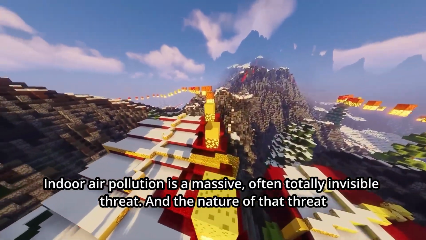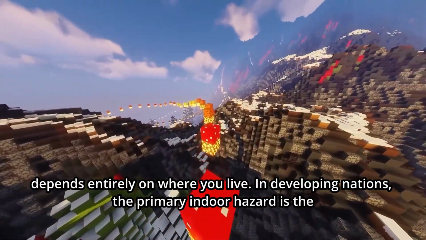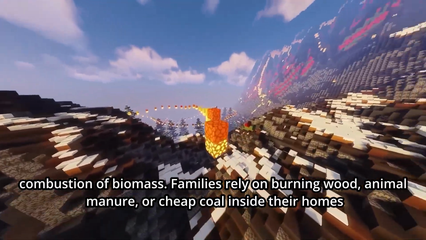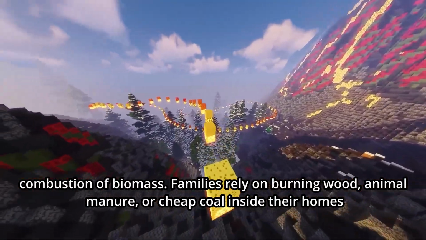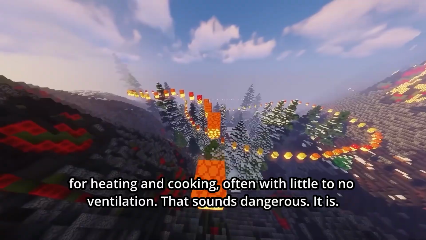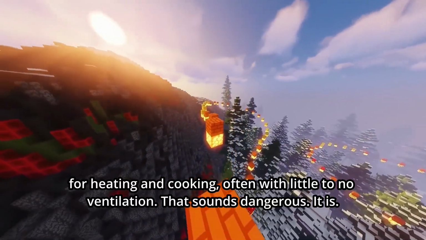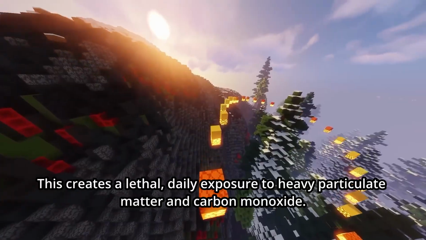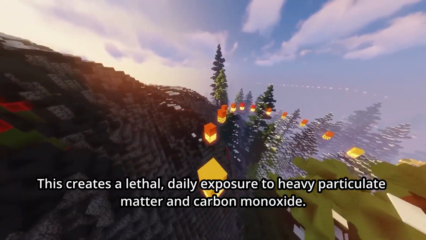And the nature of that threat depends entirely on where you live. In developing nations, the primary indoor hazard is the combustion of biomass. Families rely on burning wood, animal manure, or cheap coal inside their homes for heating and cooking, often with little to no ventilation. That sounds dangerous. It is. This creates a lethal daily exposure to heavy particulate matter and carbon monoxide.